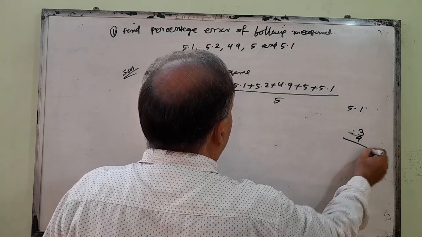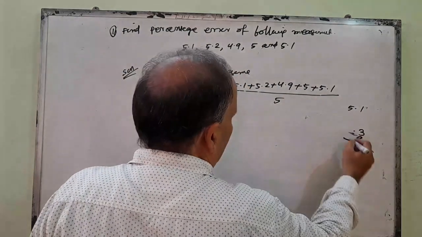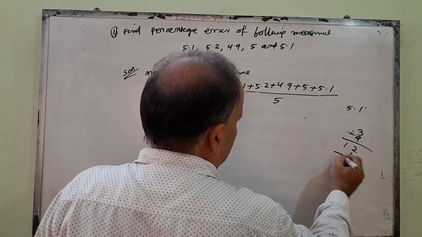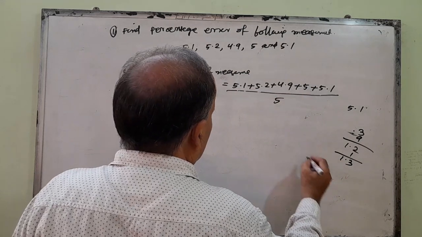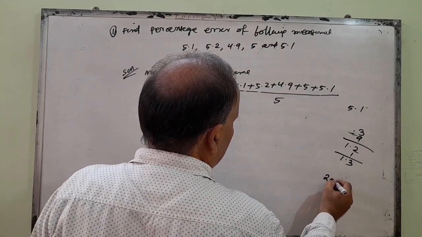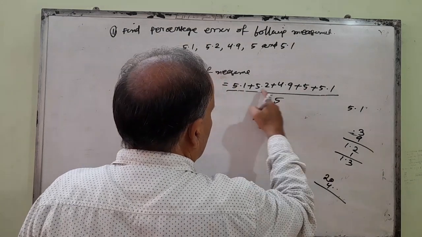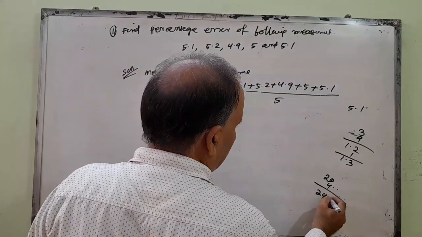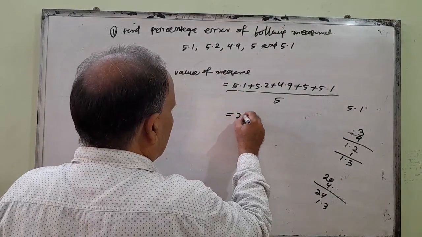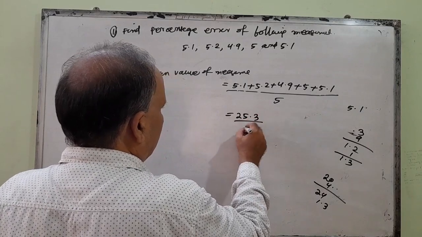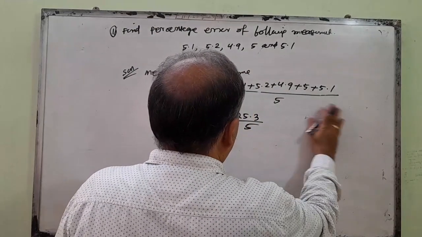1.3 plus 0.9, this is your 1.2 plus 1, 1.3. 5 plus 5 plus 20 plus 4, 20 plus 4, that is equal to 24 plus 1.3, that is equal to what? 25.3 divided by 5.